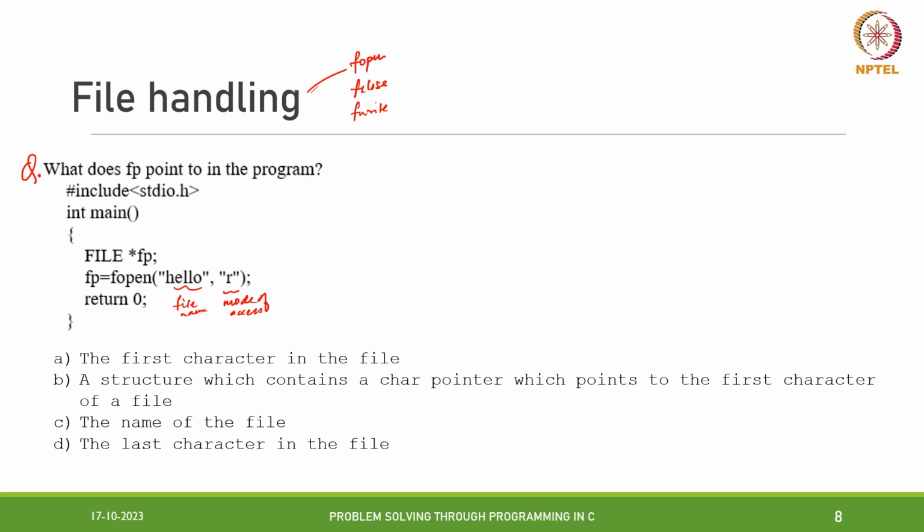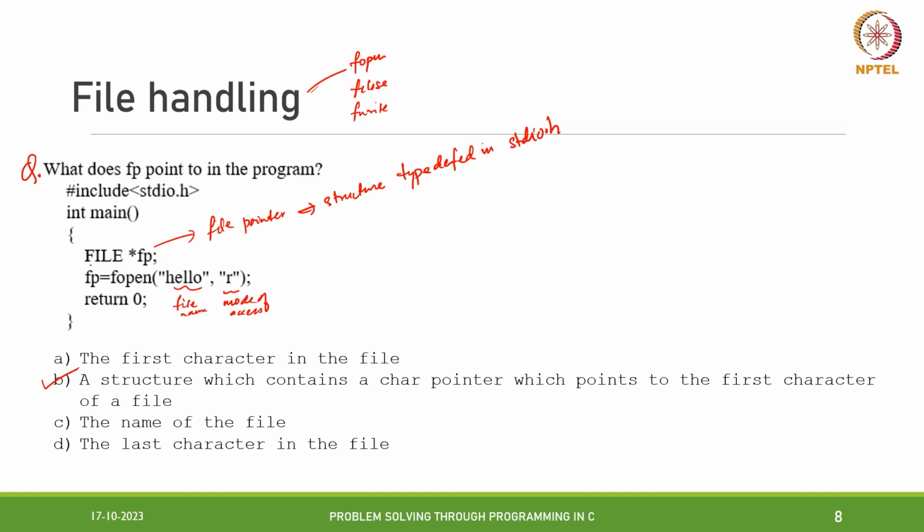So fp is a file pointer. Option B or D. Okay, so yes, you're correct. The answer is option B. So a file pointer is a special type of pointer. It's not a pointer actually, it's a structure. So FILE is a structure which has been typedef'd in stdio.h. If you open the file stdio.h, you will see that there is a typedef definition of this FILE.